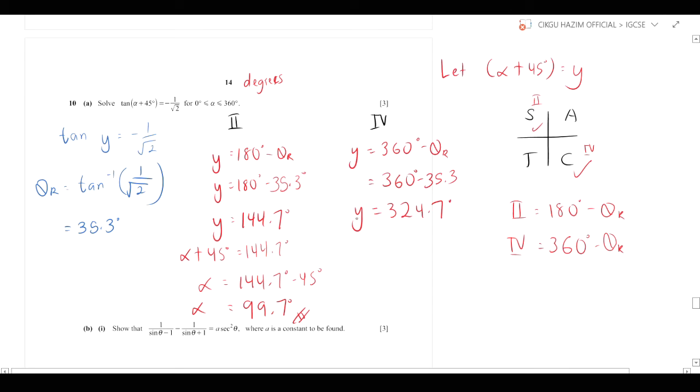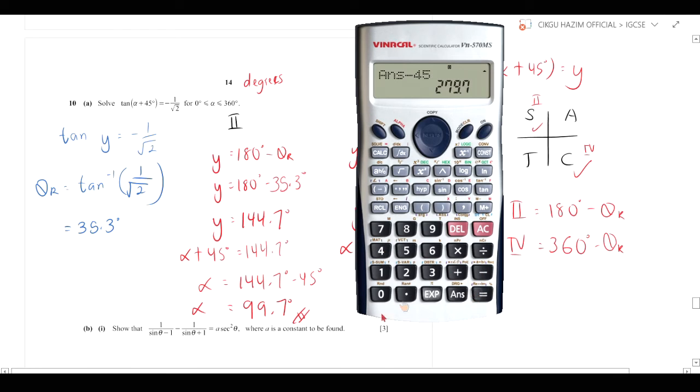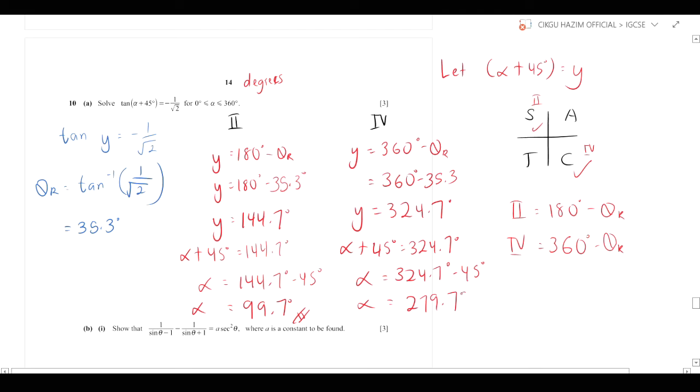But remember, like I told you, we already found y here, but our final answer is not y, our final answer is alpha. So alpha plus 45 degrees equal to 324.7 degrees. So alpha equals 324.7 minus 45 degrees. So your answer is 279.7 degrees. That's your final answer. So these two highlighted parts here are your final answers. And you can check whether these angles are within the range that they're given. Yes, it's within the range. And if you try pressing it again, plus 45 degrees, does it get negative 1 over sec 2?